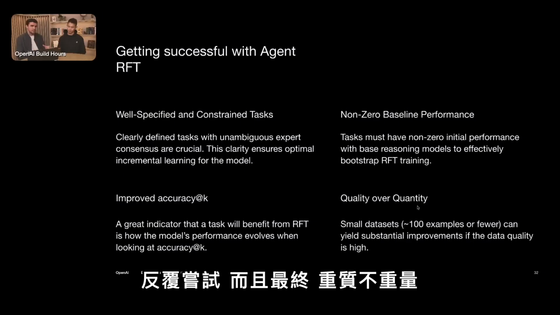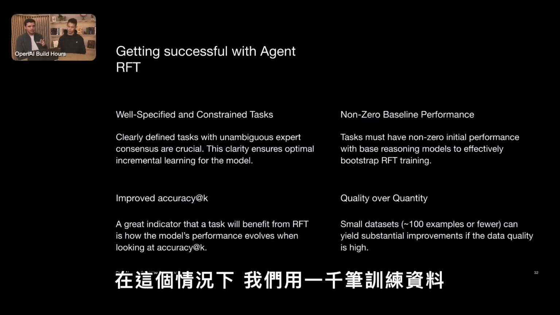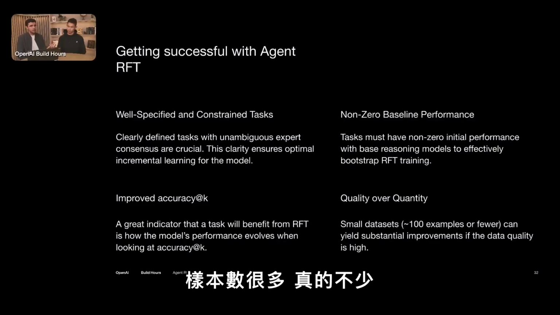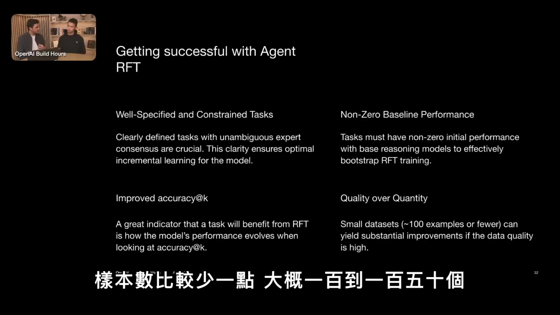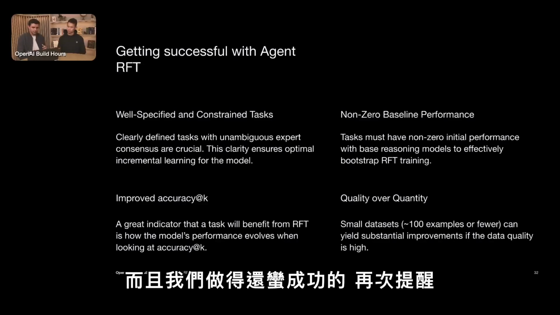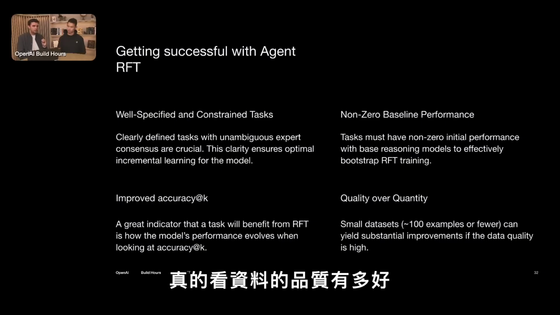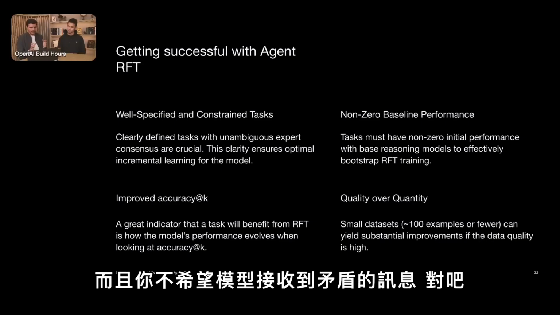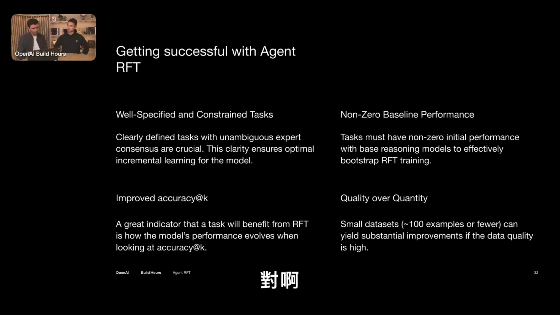And finally, it's quality over quantity. In this example, we use 1,000 training samples, which is quite a large number. I've done a lot of engagements with many fewer samples, probably 100 to 150, and we've been quite successful. Again, the idea is really how good the data is, and you don't want any mixed signals to the model.